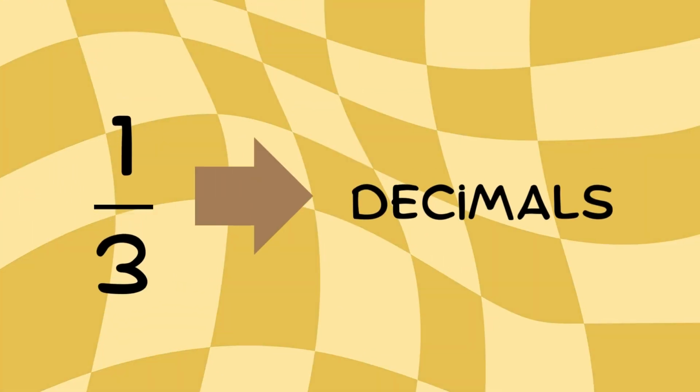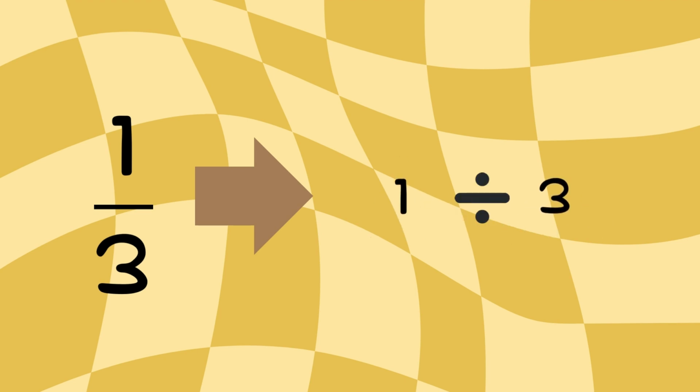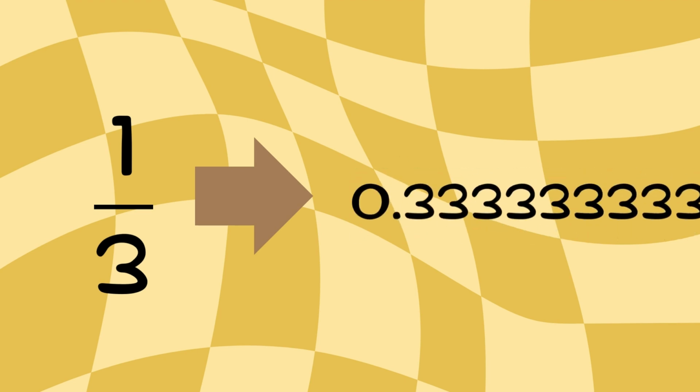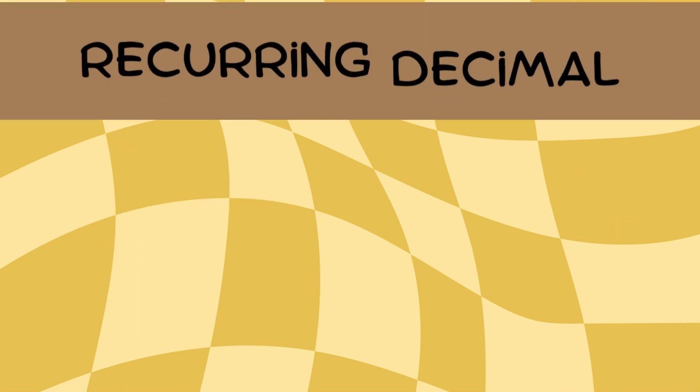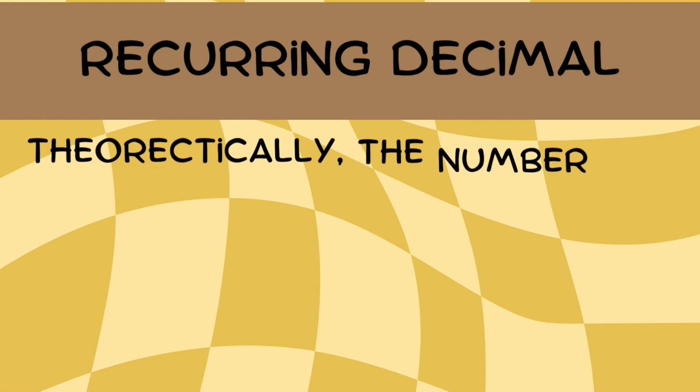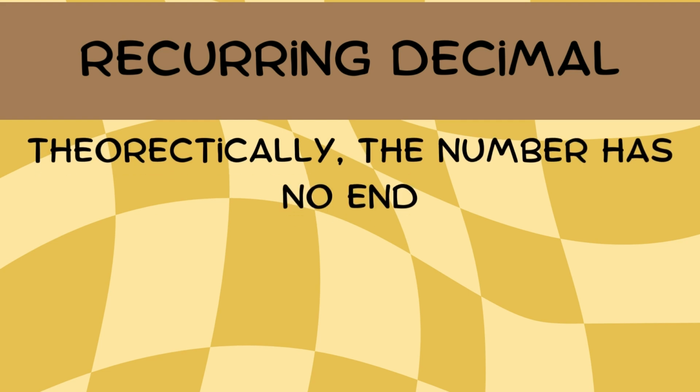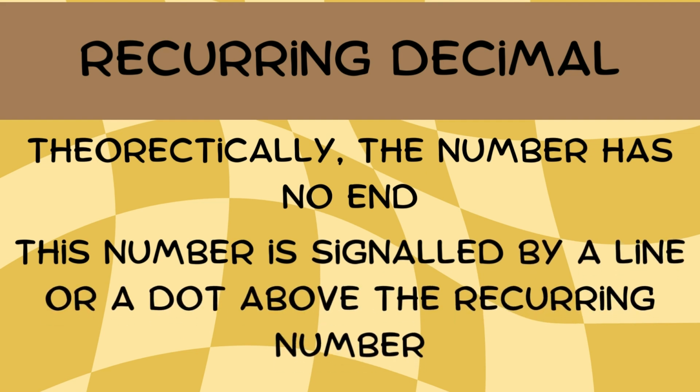What about converting 1/3 to decimals? That would just be 1 divided by 3, which would be equal to 0.3333, all the way to infinity. This type of decimal is called a recurring decimal as, theoretically, a single digit or a pair of digits repeat on forever. This is often signaled by a dot or a line above the number.